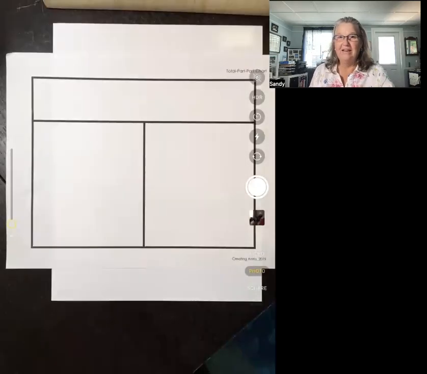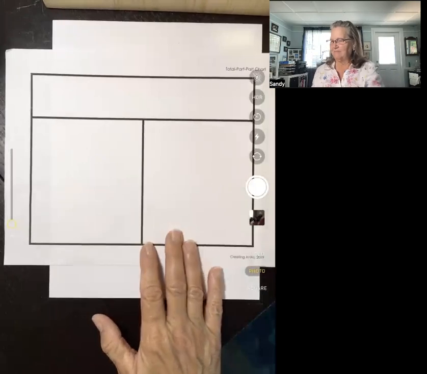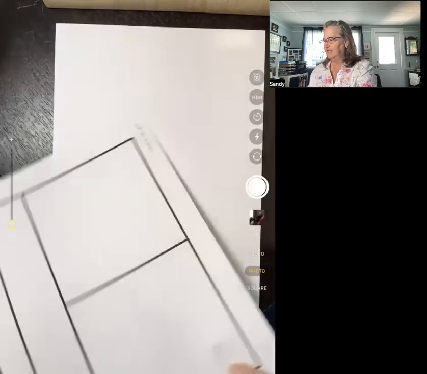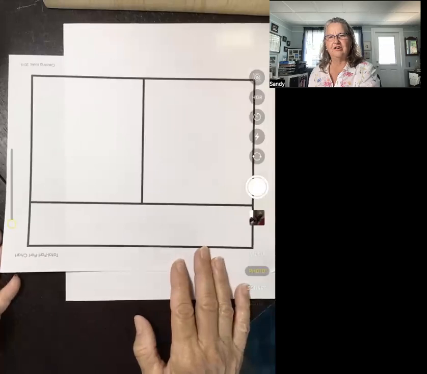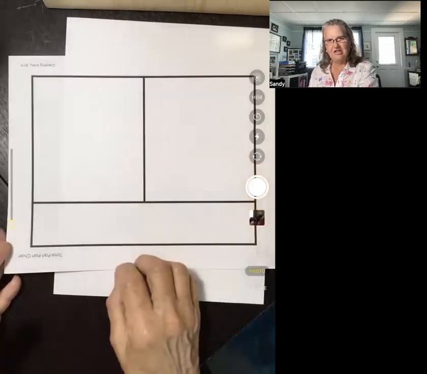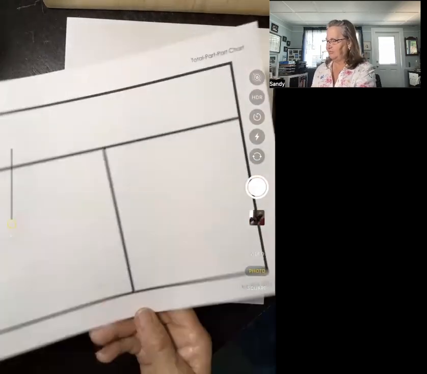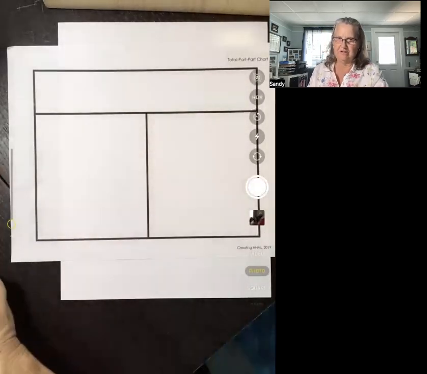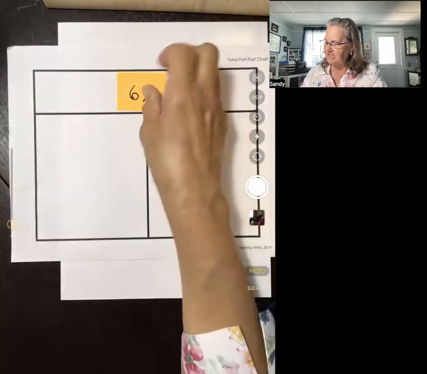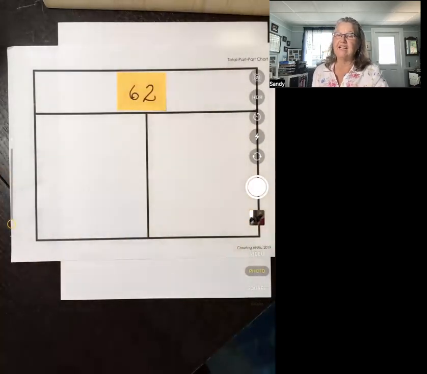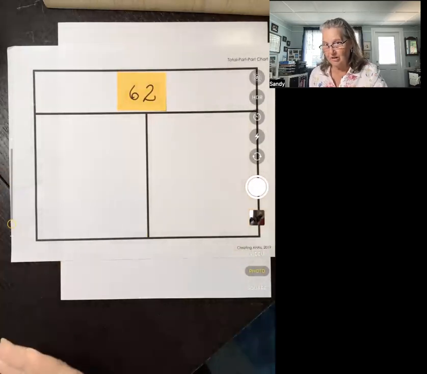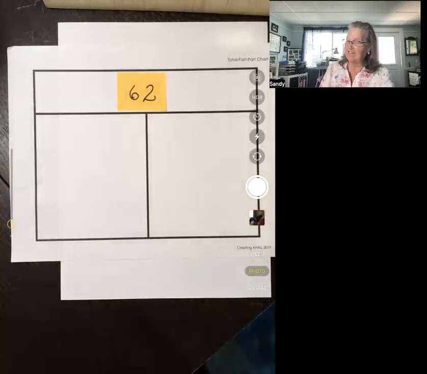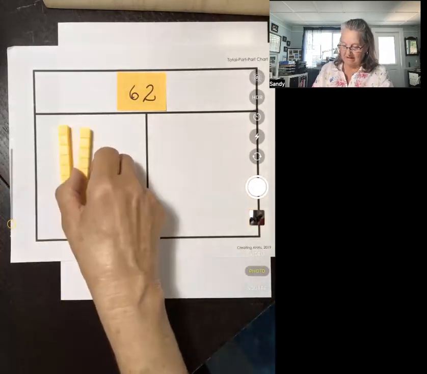Okay. Now, one other model I'd like us to look at that we use for counting up is a total part-part chart. If I turn it this way, we tend to call it a part-part total chart. I have the 2 parts, I want to find its total. If I turn it this way, total part-part, I know it's total, I'm trying to find its parts. If we stick with our 62 and we're wanting to find out how many more than 29 is 62, it's really thinking addition, doing some comparison.